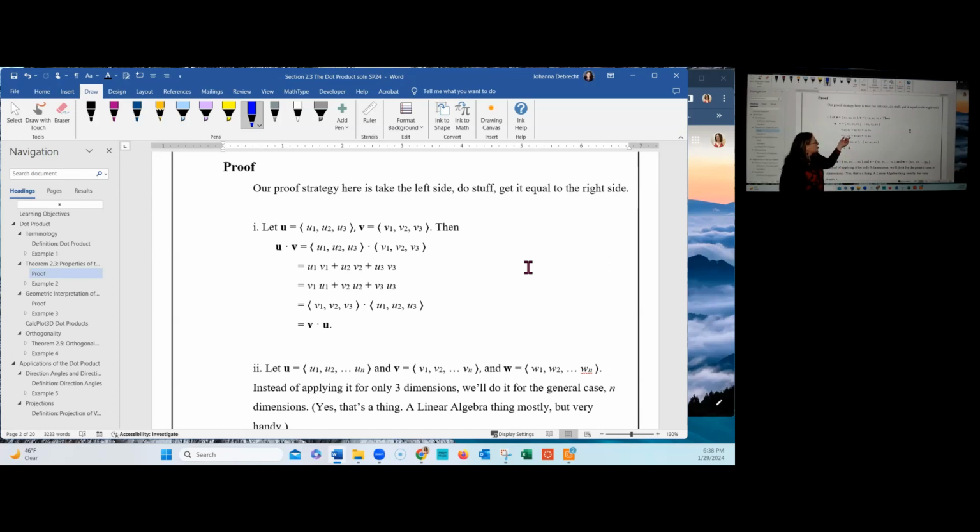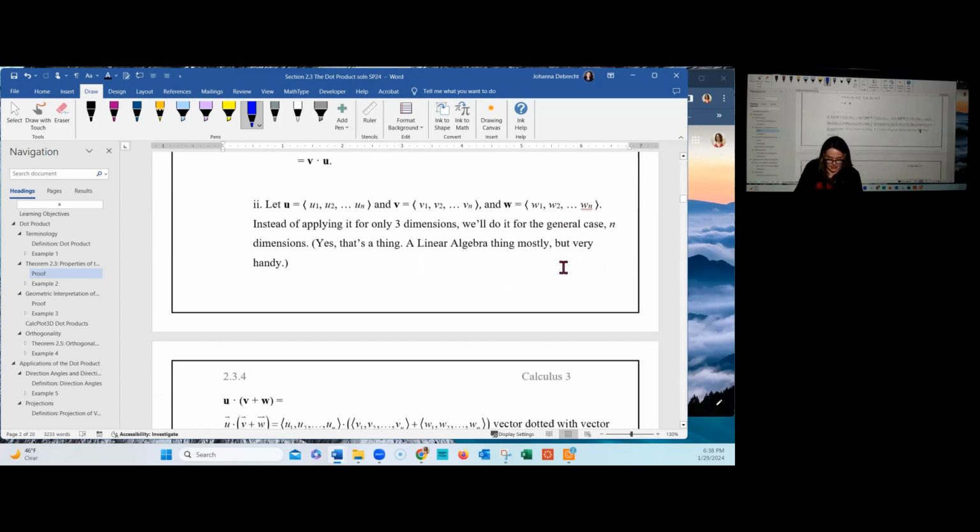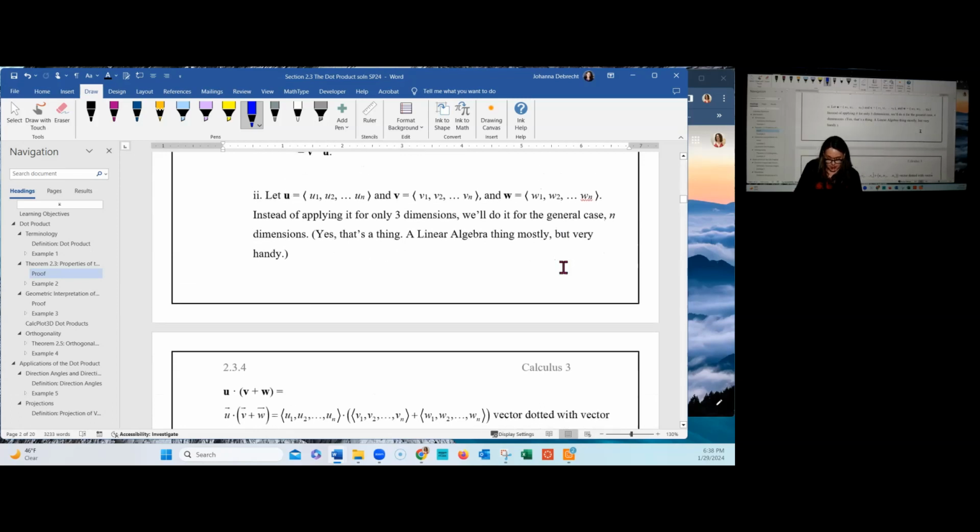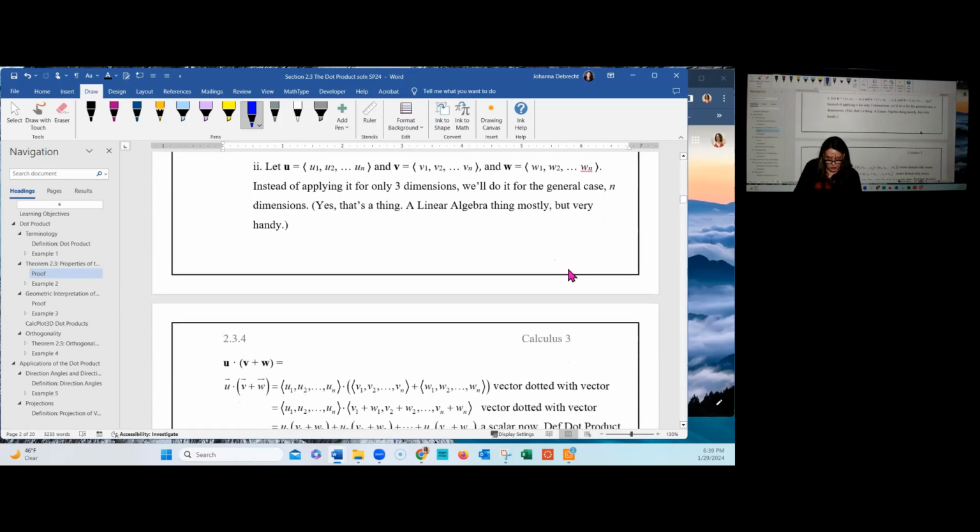So I can switch the order because of the commutativity of real numbers, and then I can split them back apart, and this gives me v dot u, which is the proof of that part of the properties. Let's take a look at the next one, which is using distributivity, I guess. Yeah, the distributive property.